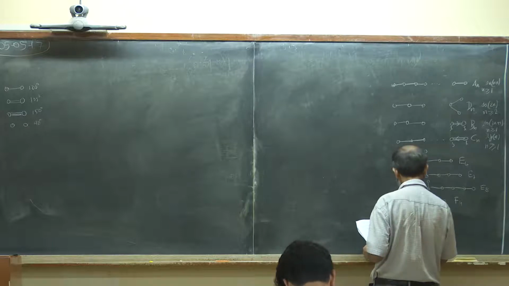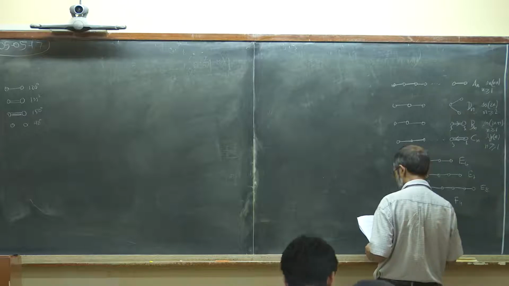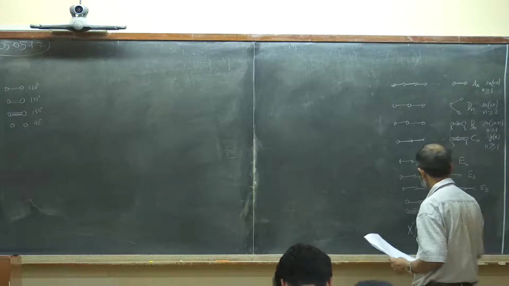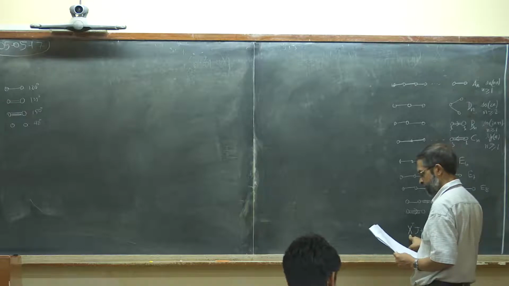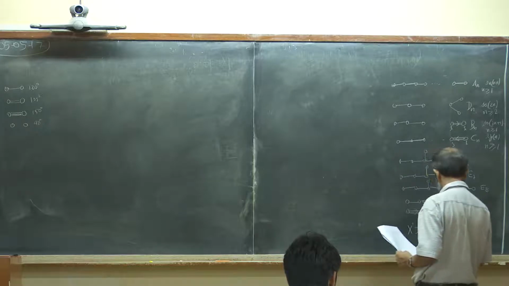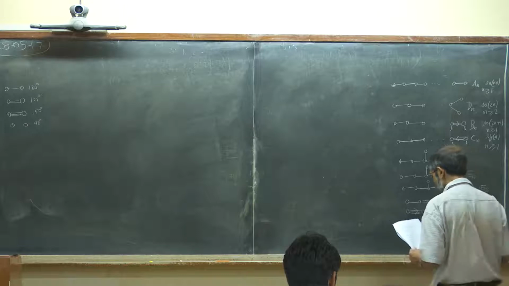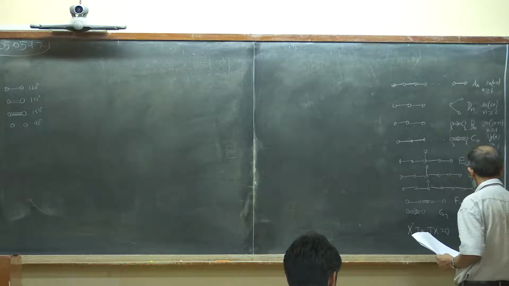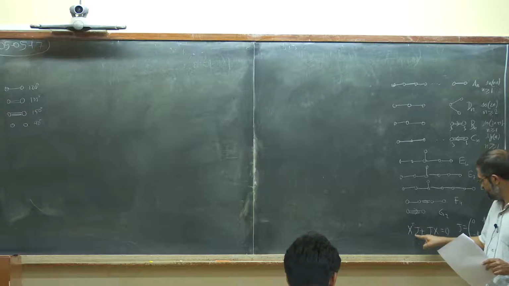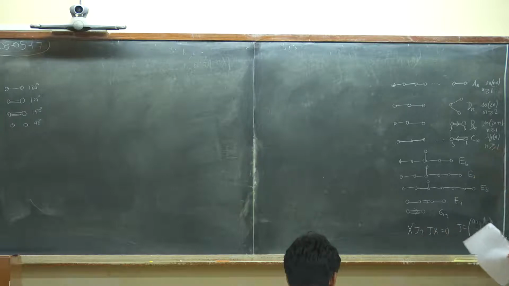anti-commute in the following sense. J is a 2n-dimensional matrix like this, and X is a complex 2n-dimensional matrix which satisfies some kind of anti-commutation relation with respect to J in this fashion.